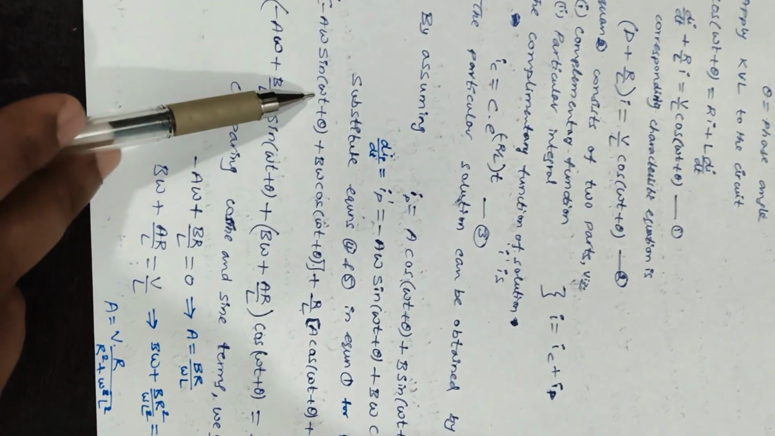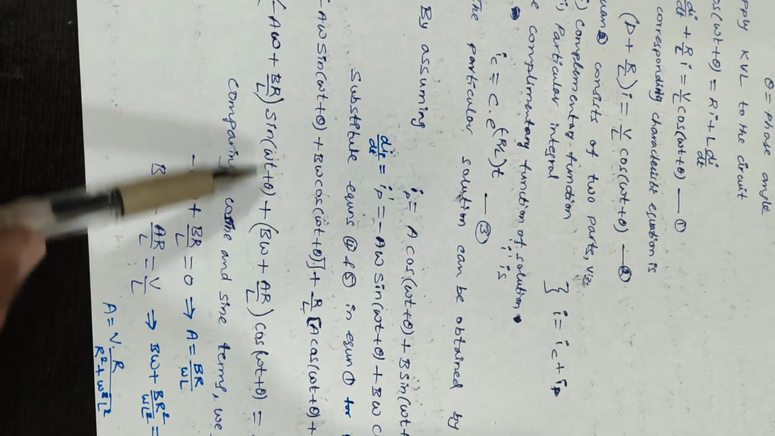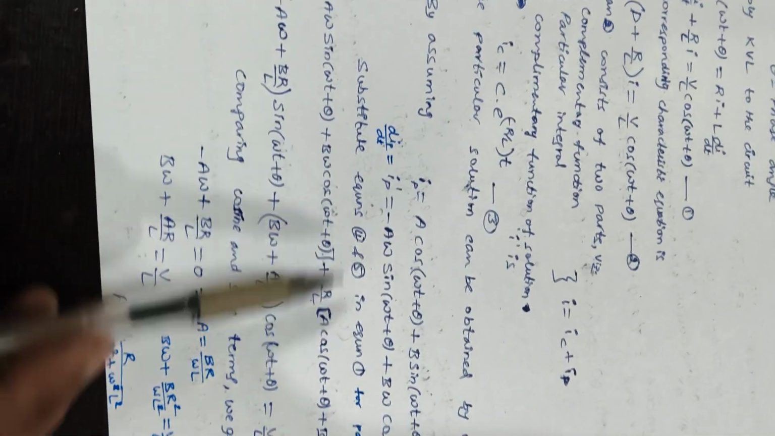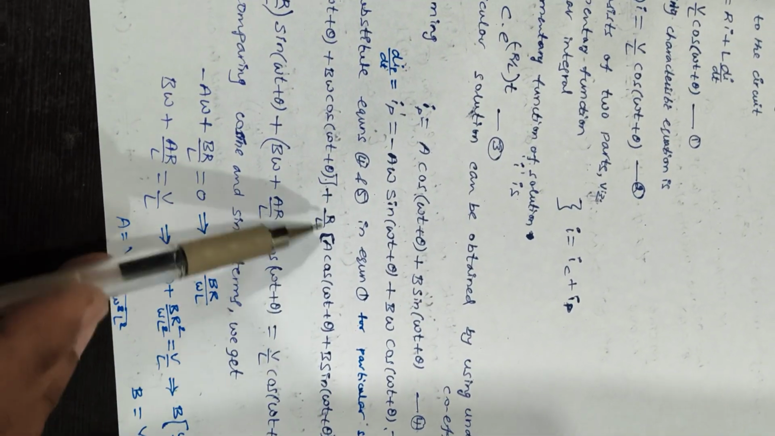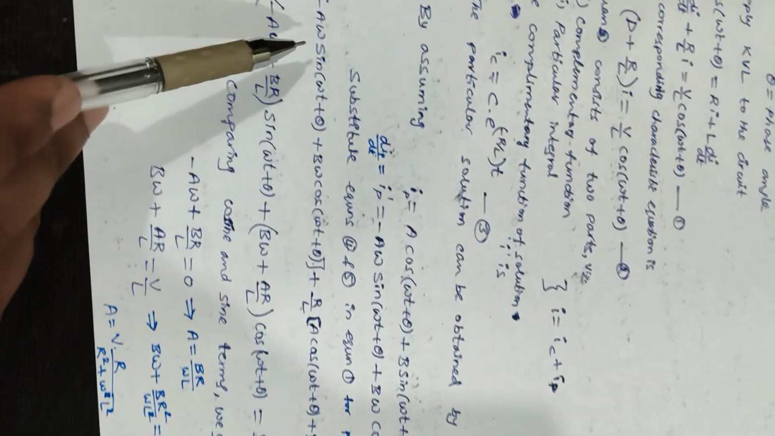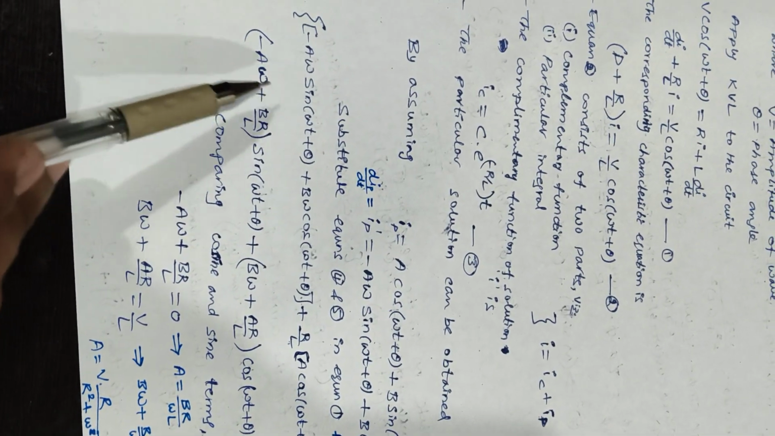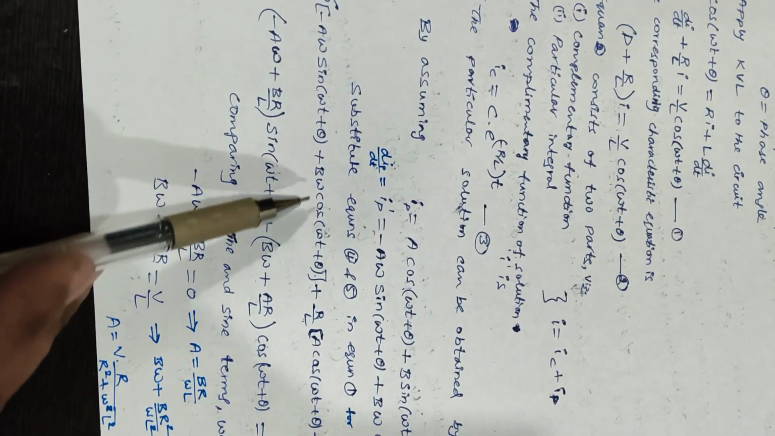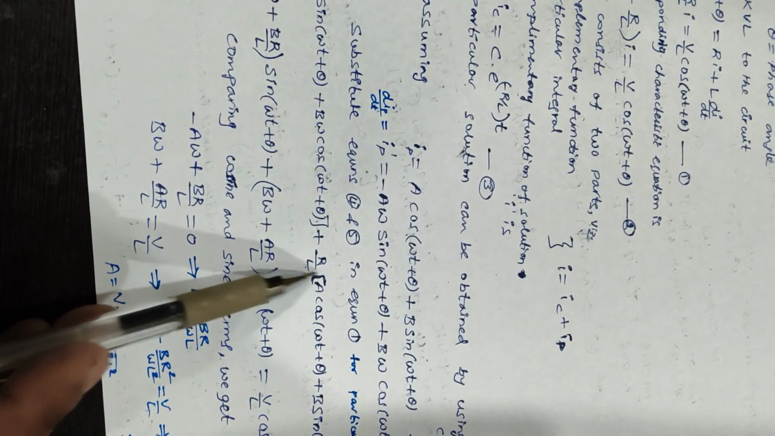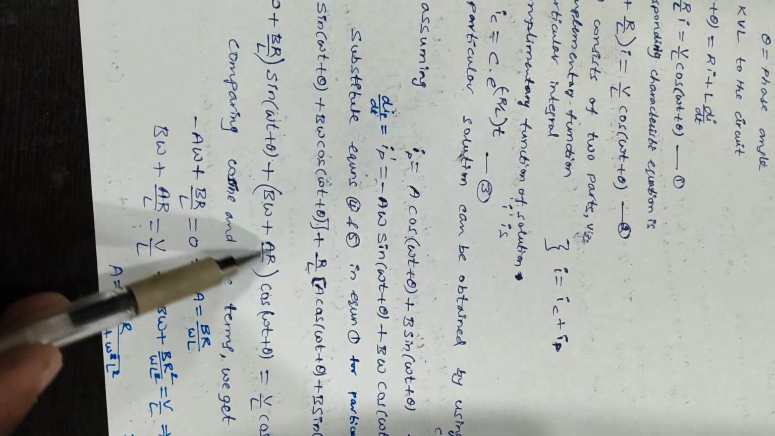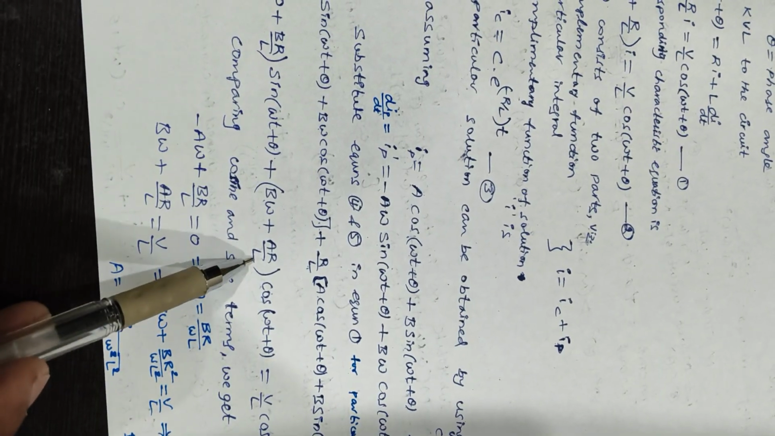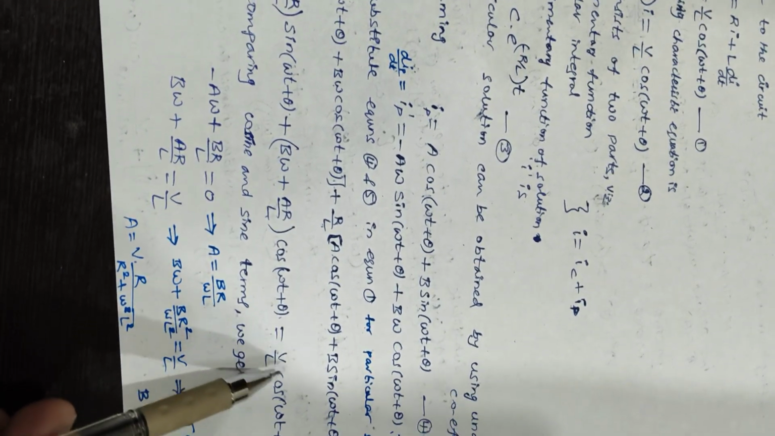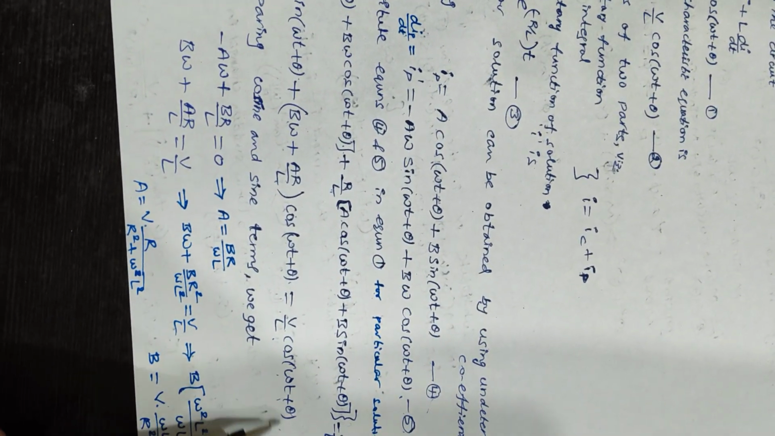So by taking the sine and cosine coefficients common: sine(ωt + θ) times (R/L)·b, and here you have minus a·ω plus b·R/L of sine(ωt + θ); here b·ω plus a·R/L of cos(ωt + θ) is equal to V/L cos(ωt + θ).